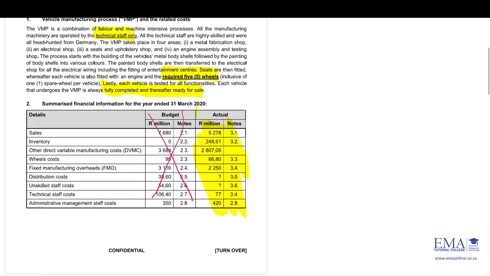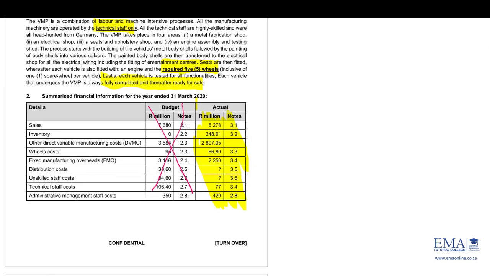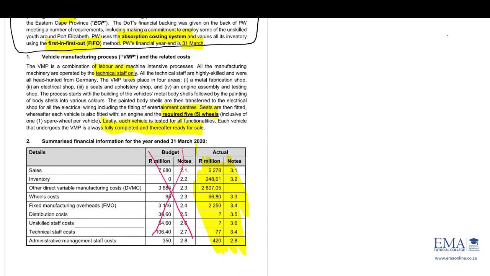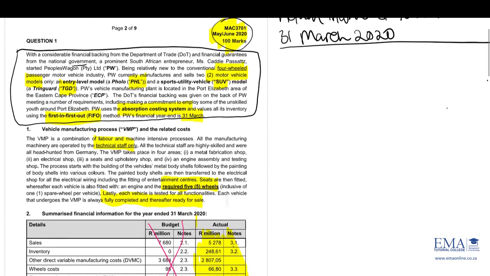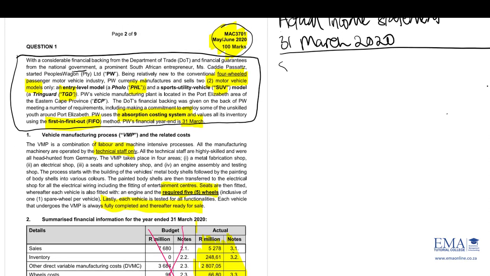Okay, that's clear. So they gave us sales, and they actually gave us the amount for the sales. So already you can take your sales, and then they said sales relate to note number 3.1. So let's look at note number 3.1 and see what they say. Otherwise, from my statement, I can as well write sales here.